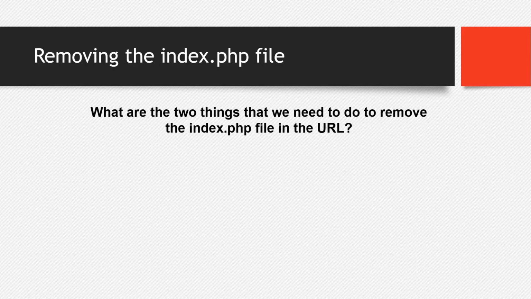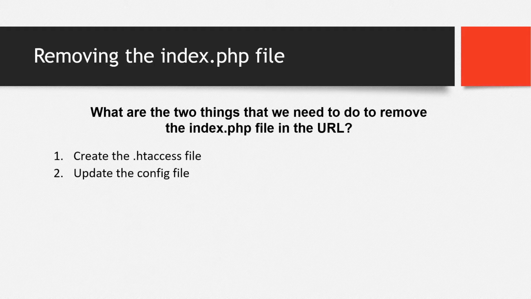Okay, so what are the two things that we need to do to remove the index.php file in the URL? First is to create the htaccess file. Then the second one is update the config file. Okay?